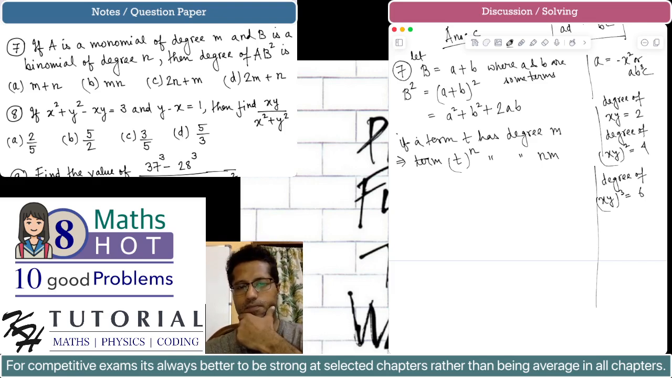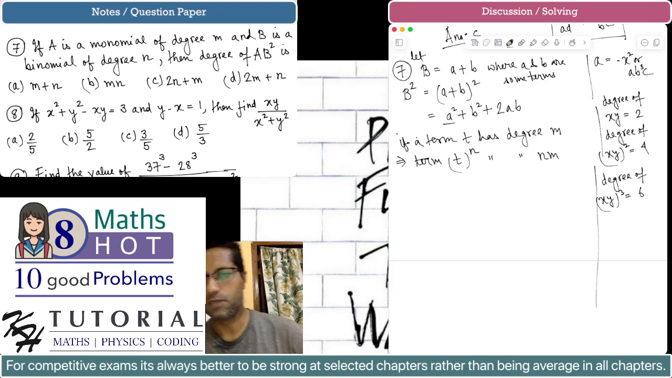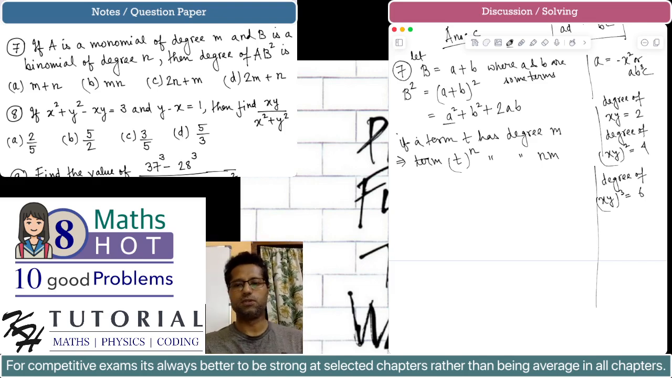So the binomial B, if you take B square, B is of the form a plus b, where a and b are some terms, and B has degree n. It is given that B has degree n, so definitely either term a or term b will have the degree n. So B square is equal to a plus b whole square, that is a square plus b square plus twice ab. Now the degree of a square will be equal to 2 into the degree of a, and the degree of b square will be equal to 2 into the degree of b.